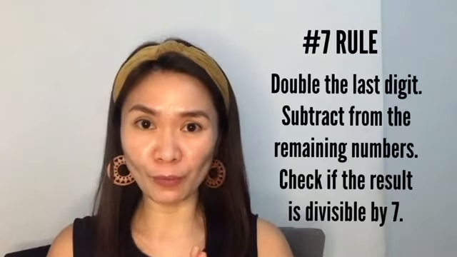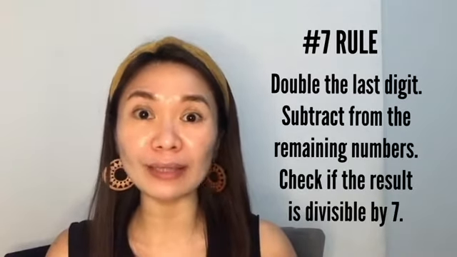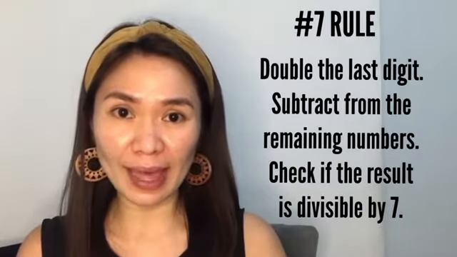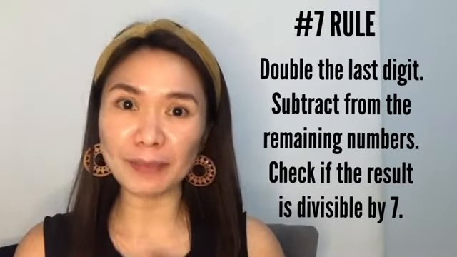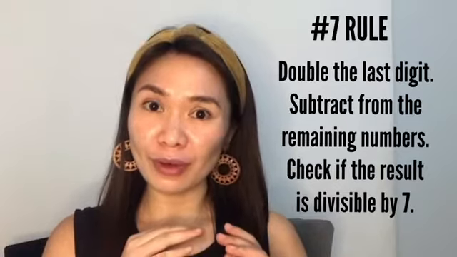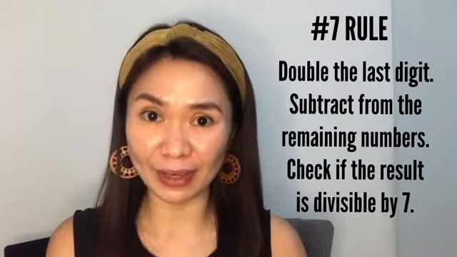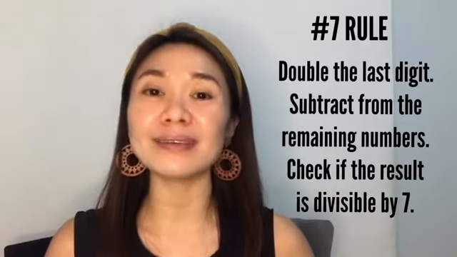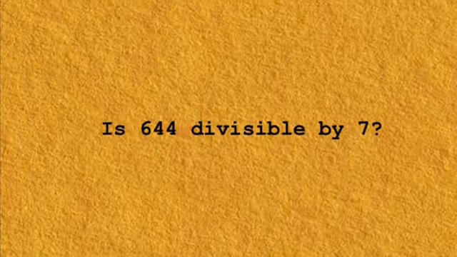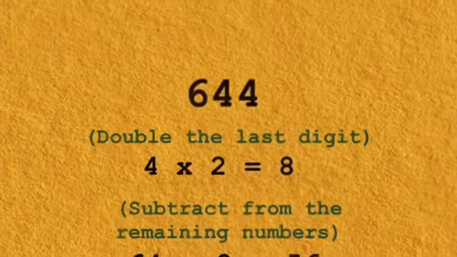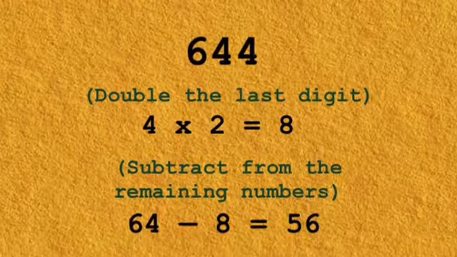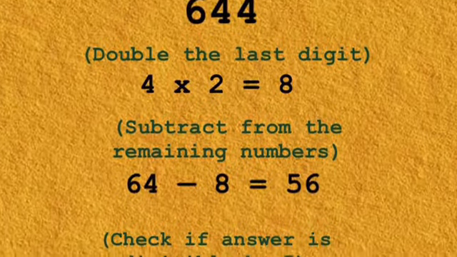Paano mo naman malalaman if a given number is divisible by 7? Ang gawin mo, doblehin mo yung pinakahuling digit ng given number and then subtract mo siya dun sa mga naiwang numbers. If the remaining numbers can exactly be divided by 7, then the number is divisible by 7. Let's find out if 644 is divisible by 7. Following the rule, we double the last digit and then subtract it from the rest of the numbers.